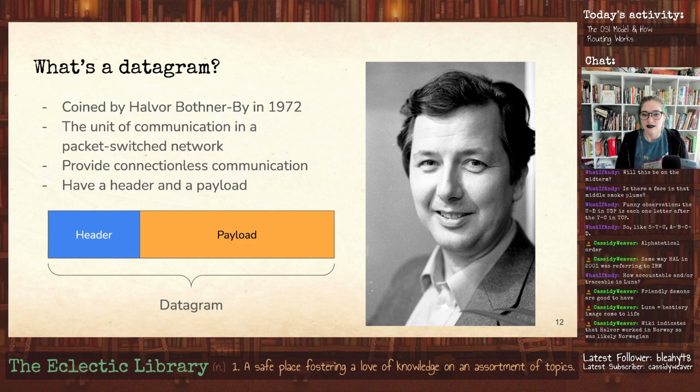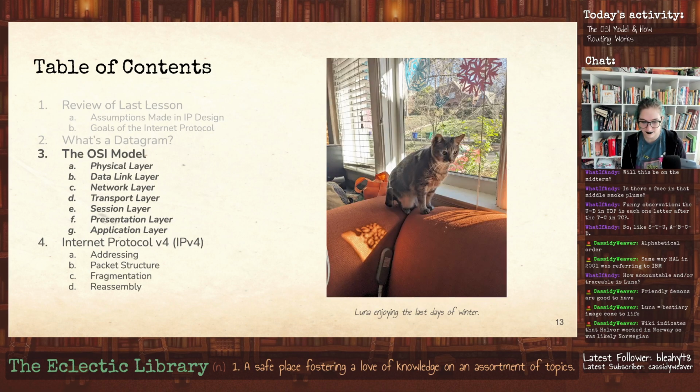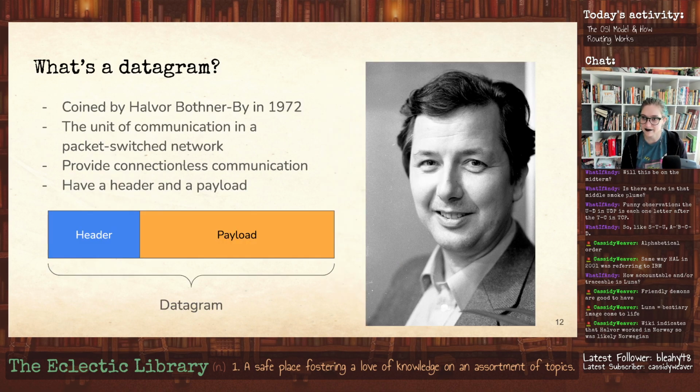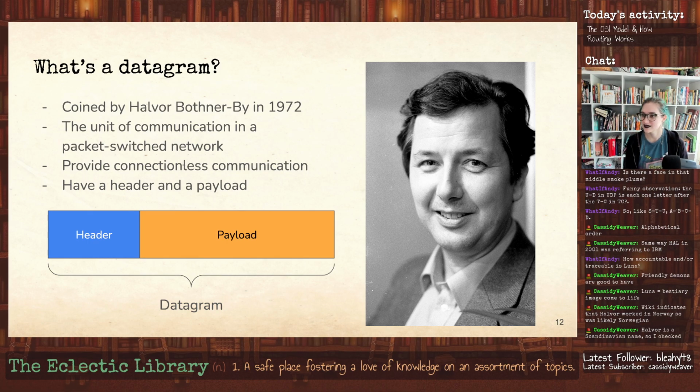And datagrams have a payload, so the actual data that is being transferred, and then a little header that allows it to move through the system. Any questions here? I know we're kind of flying through these first couple slides. That's because we're going to be going over the OSI model in great depth.